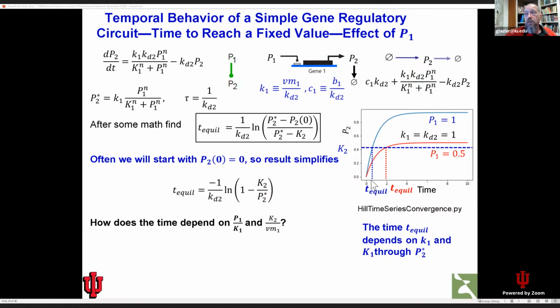If you assume that your initial value is 0, then you lose that extra term in the numerator, and you can divide through by P2 star, and you're left with 1 divided by KD2 times the logarithm of 1 minus K2 over P2 star. And the question is, how does that time depend on P1 and K1 or K2?